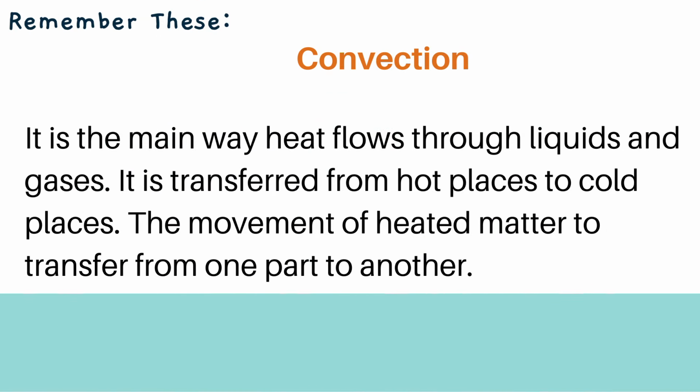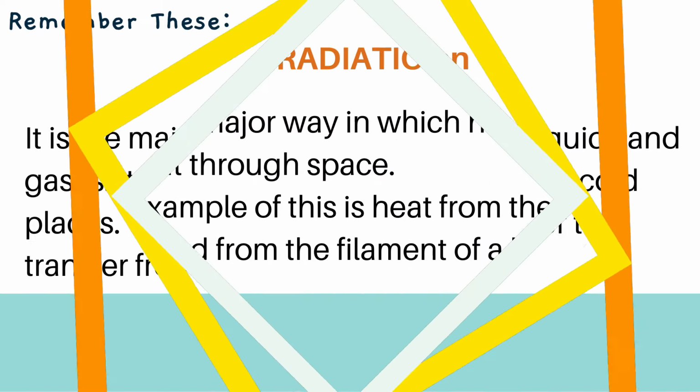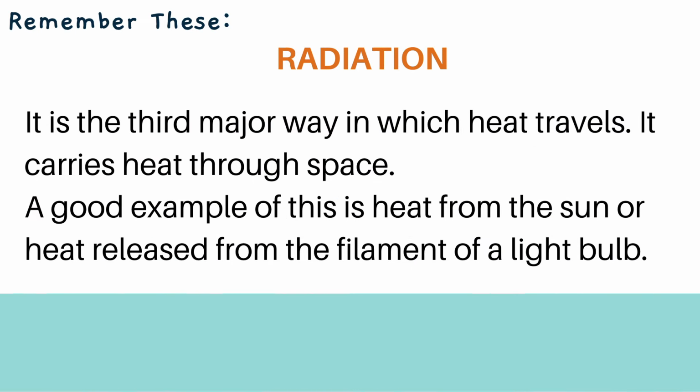Convection is the main way heat flows through liquids and gases. It is transferred from hot places to cold places, by the movement of heated matter from one part to another. Radiation is the third major way in which heat travels. It carries heat through space. A good example of this is heat from the sun or heat released from the filament of a light bulb.